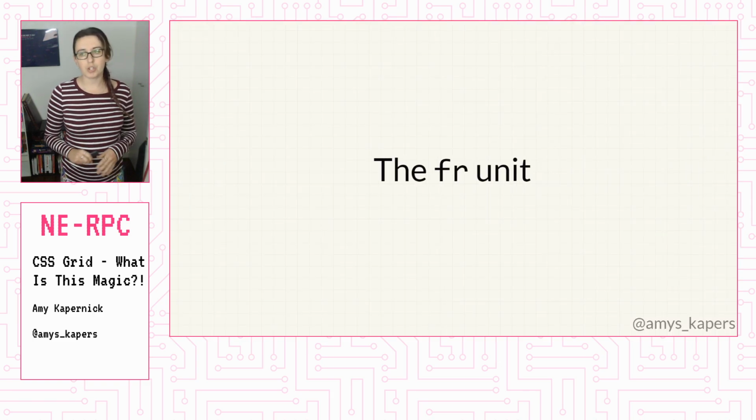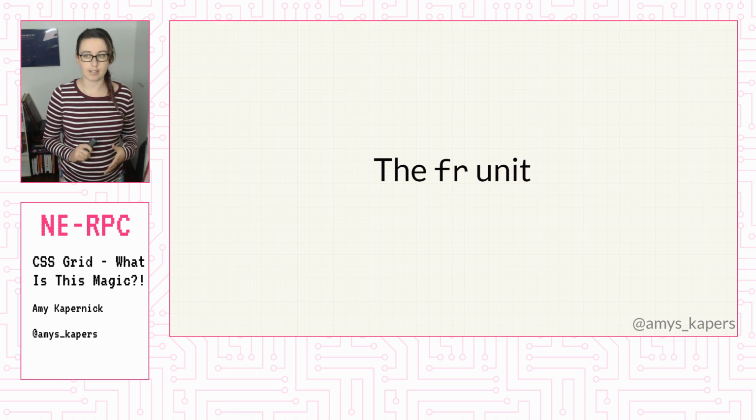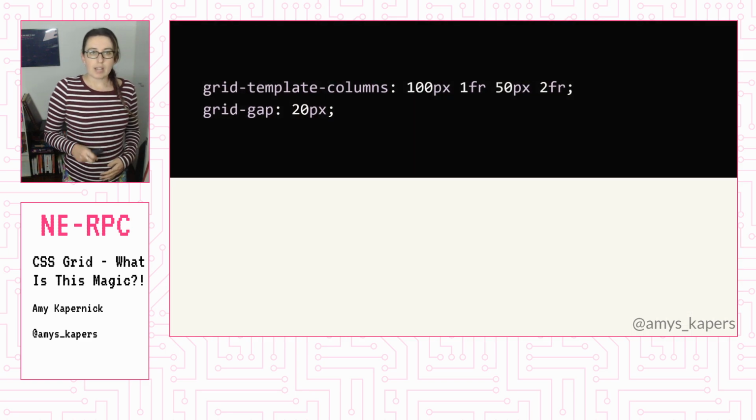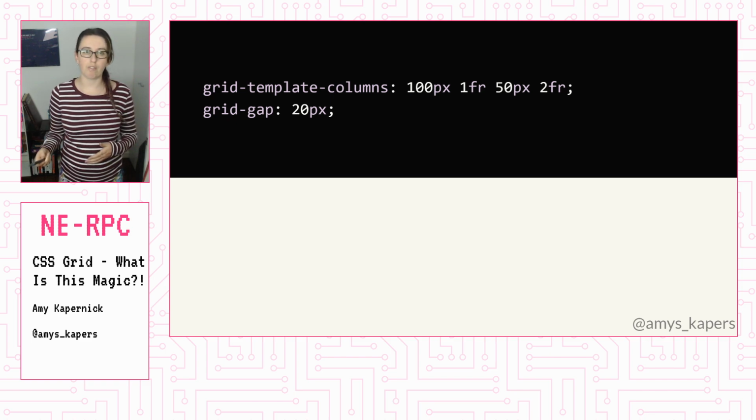Now, the FR unit is another new unit that has come with CSS Grid and is the fractional unit, often used in place of percentages, and actually takes away a lot of the issues that we had, particularly with things like working out margins and different gaps. It allows us to define the different fractions our grid is broken up into and the way our columns will resize. So say, for example, I have a grid that I want a 100 pixel wide column, a 1FR column, a 50 pixel wide column, and a 2FR column.